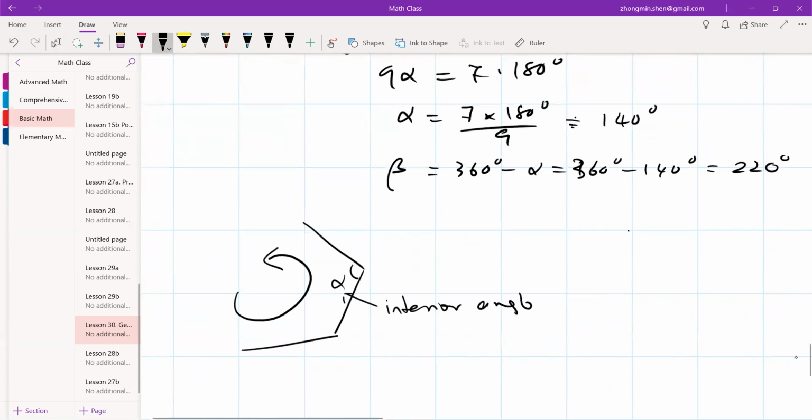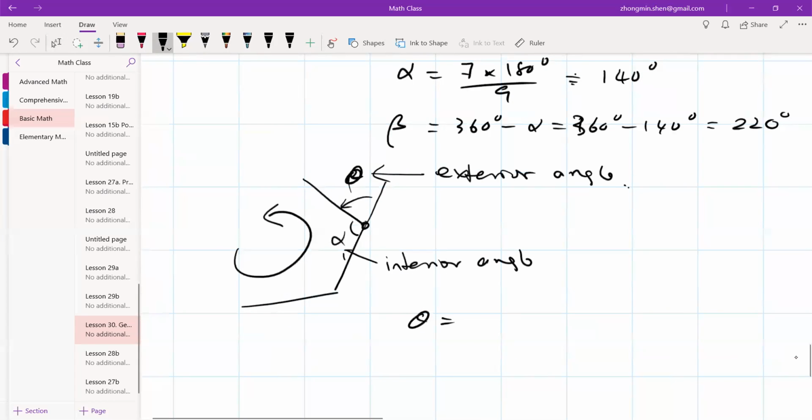So exterior angle, you have to extend this line and rotate counterclockwise. That's called the exterior angle, theta. In our problem here, theta, you have to do the subtraction: the whole beta minus 180 degrees, which is 220 degrees minus 180 degrees, that is going to be 40 degrees. That's called exterior angle.